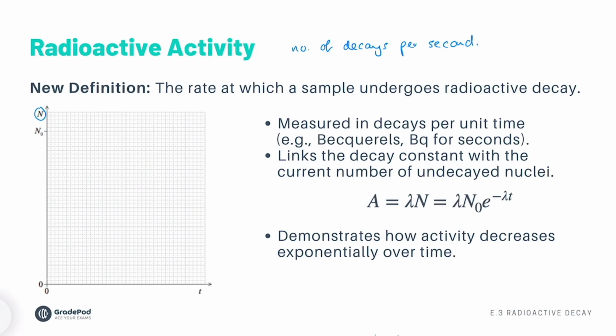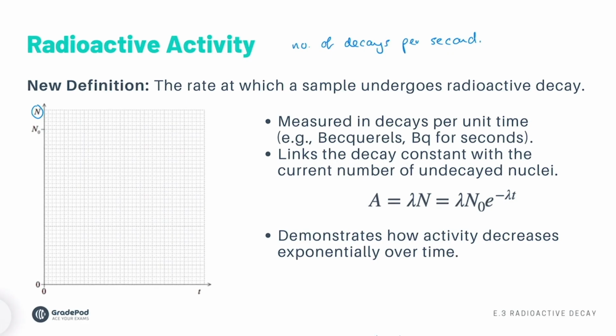And that definition is the rate at which a sample undergoes radioactive decay. The rate usually would be per unit time, but can be per unit day, per unit year, per unit month, per unit hour, per unit second. It can be any of these things as long as it's consistent. We talked about becquerels before, and becquerels is for seconds. If you're talking about activity and you use the term becquerels, then your unit of time has to be seconds.